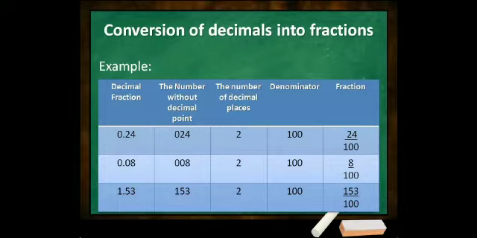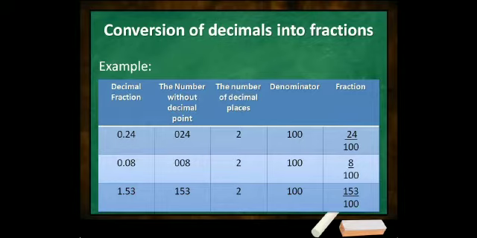The next example is 0.08. When you remove the decimal point, it becomes 008. There are two digits here after the decimal point, so the number of decimal places is 2. So the denominator is 100. The fraction will be written as 8 upon 100, because those zeros have no value before the number.